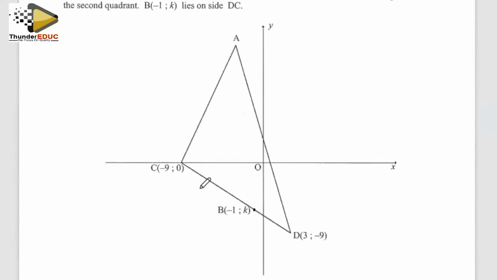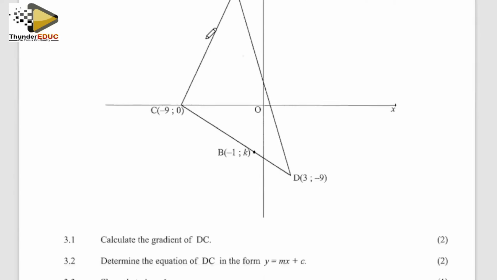They're telling us that on the diagram below, triangle ACD has vertices A, D, C, where A is a point in the second quadrant. And then they're telling us that B is -1 and K, which lies on the side of DC. 3.1, they want us to get the gradient of CD or DC. Let me put it aside.